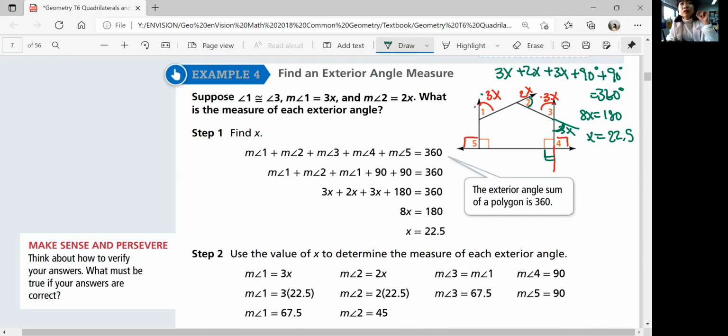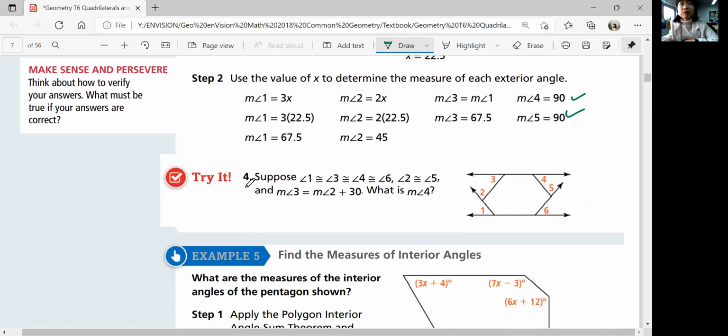What is the measure of each exterior angle? Now that you know x, you can figure out angles 1, 2, and 3. Angles 4 and 5 are 90 degrees, so they're already given. Angles 1 and 3 are 3x, so multiply 22.5 by 3 and you get 67.5. That's the measure of angles 1 and 3. The measure of angle 2 is 2x, so multiply 22.5 by 2 to get 45 degrees. Now you've figured out the measure of each exterior angle. Done.